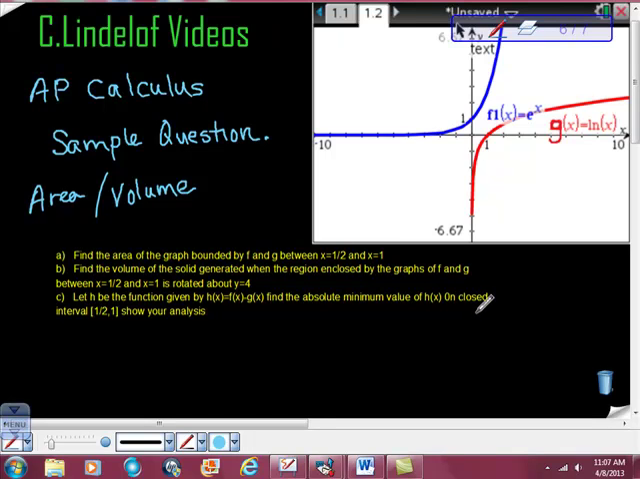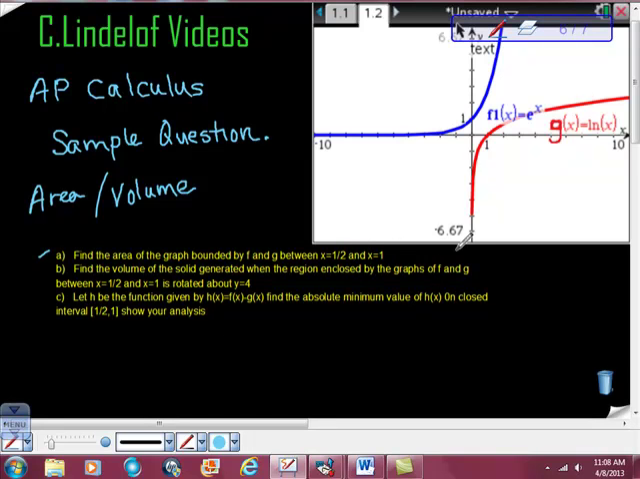AP Calculus AB. This is a sample question. I think this is from the 2002 exam. So we have this graph here where f of x is equal to e to the x and g of x is equal to ln of x. And we're asked right here to find the area of the graph bounded by f and g between 1/2 and 1. So this is what I'm looking at here.